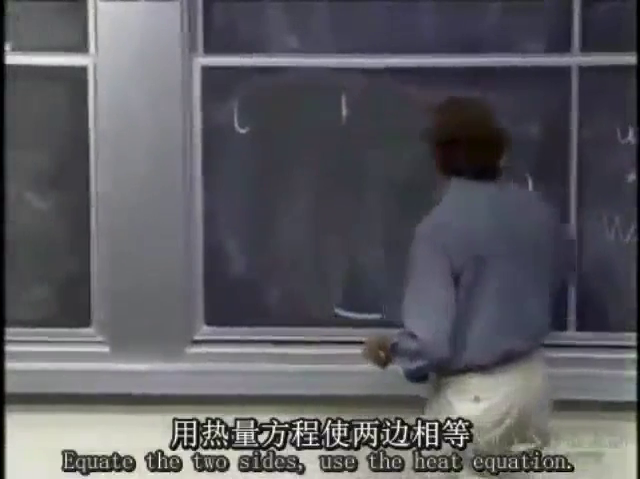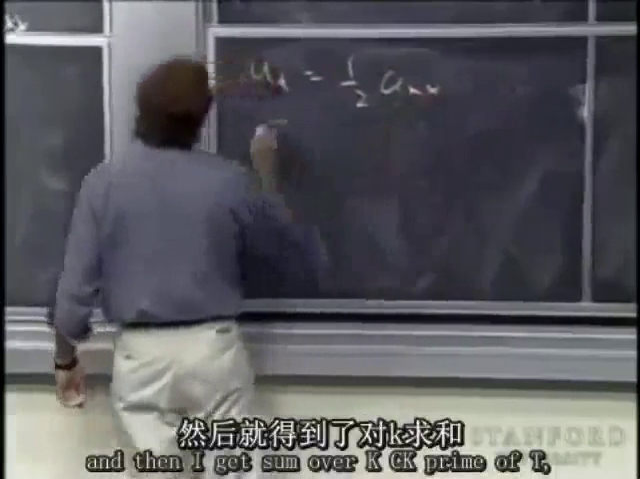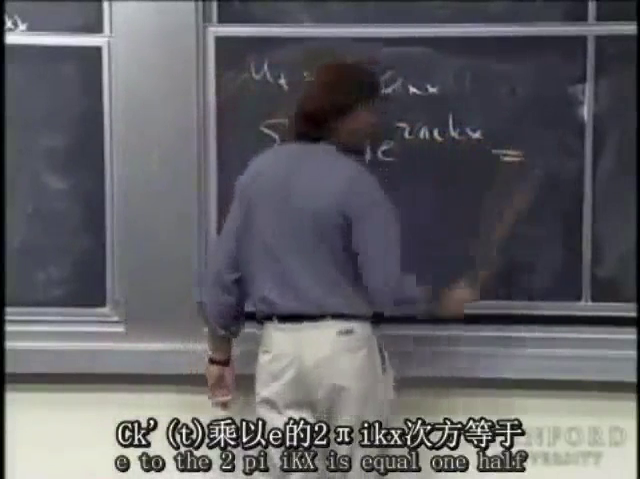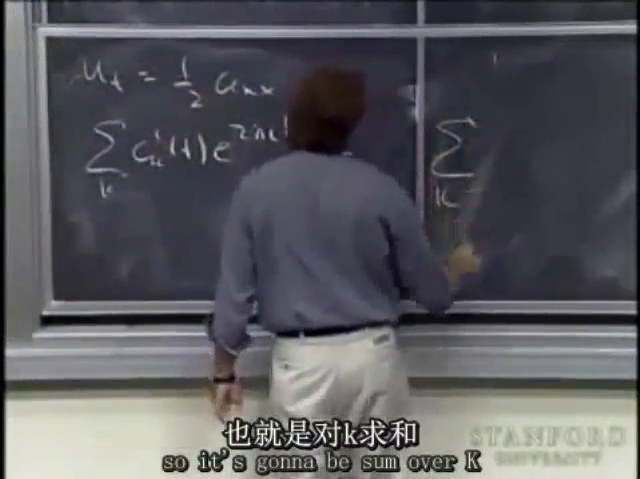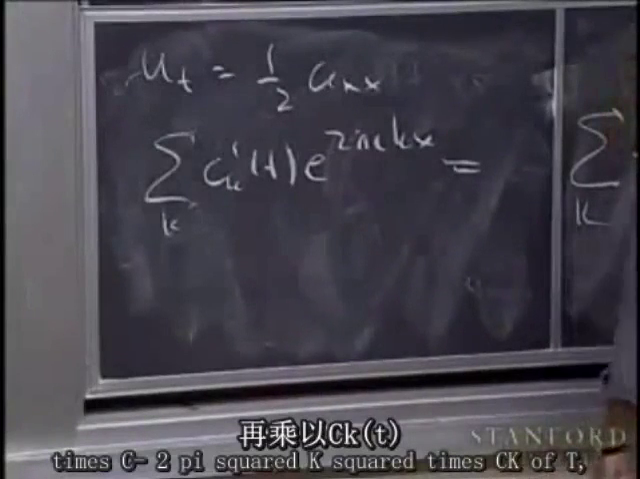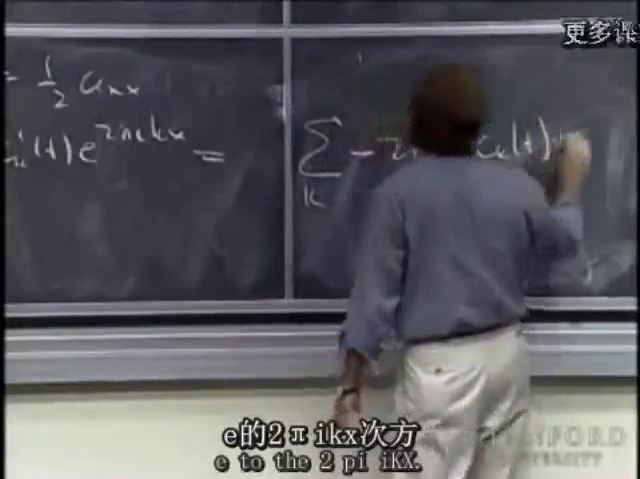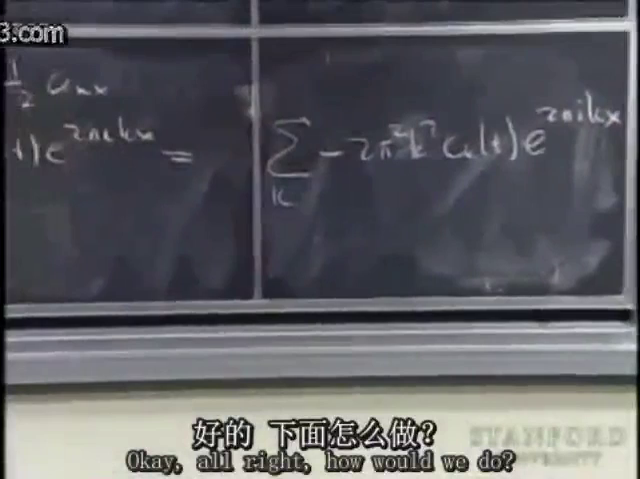Equate the two sides. Use the heat equation. Plug into the heat equation, U sub t is equal to 1/2 U xx. Then I get the sum over k of c_k prime of t, e to the 2 pi i kx, is equal to 1/2 times that thing, so it's going to be the sum over k of minus 2 pi squared k squared times c_k of t times the complex exponential, e to the 2 pi i kx. Right, not hard. That's not a hard step. Okay? All right.